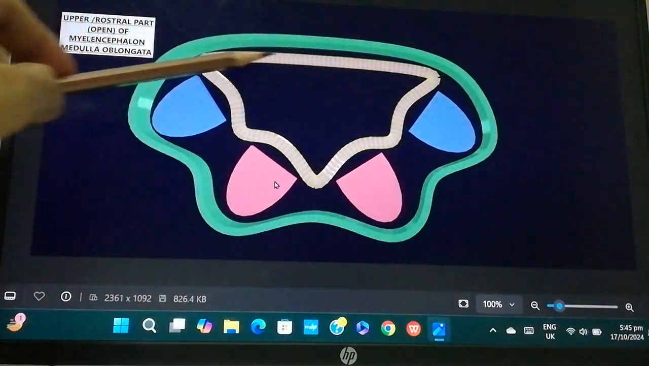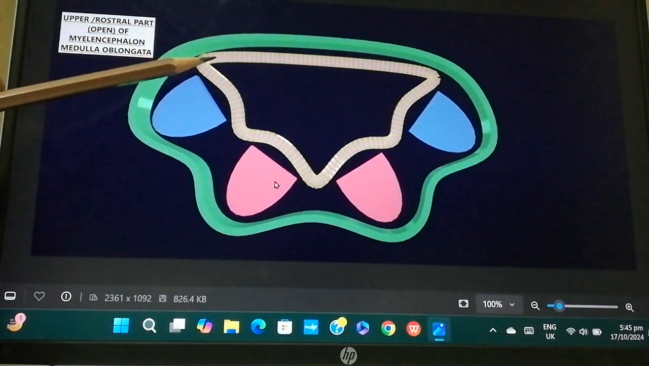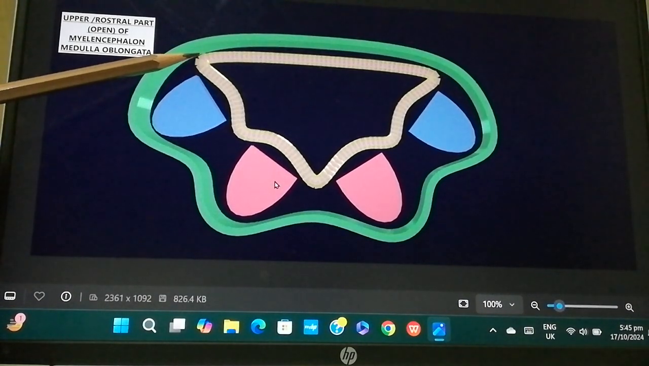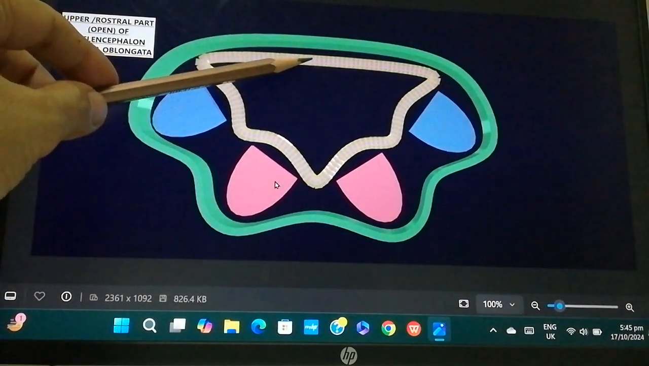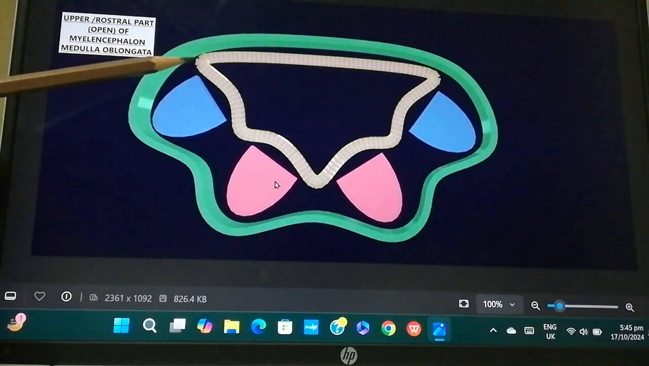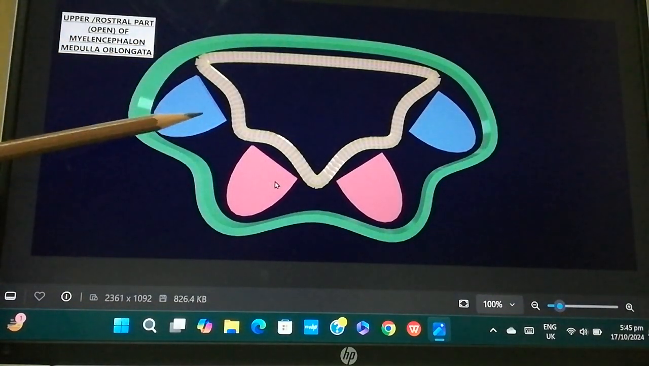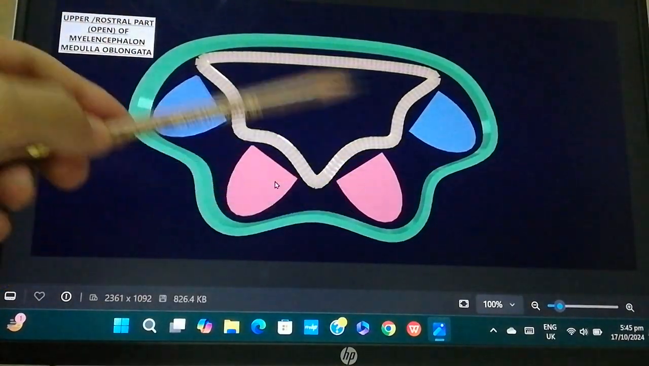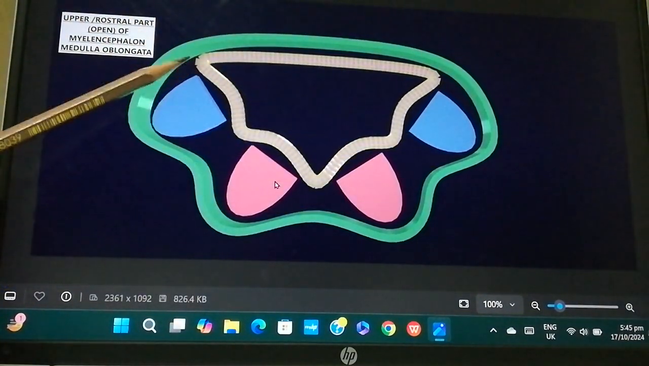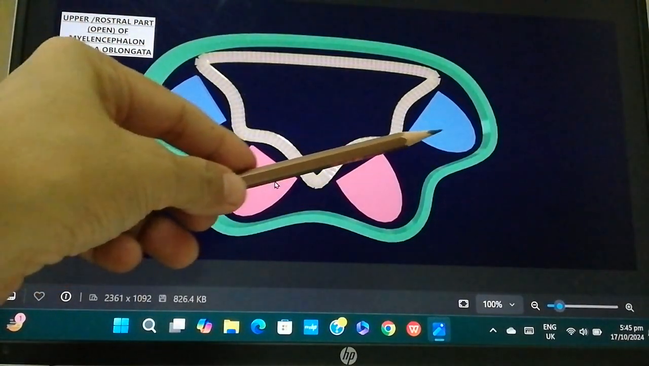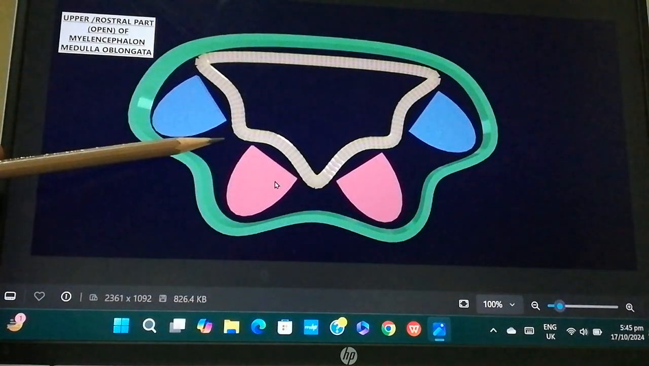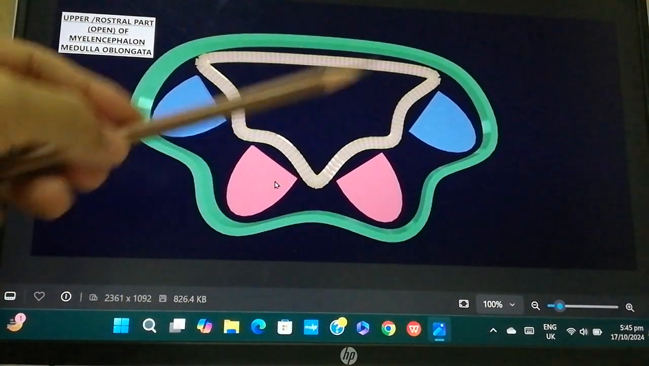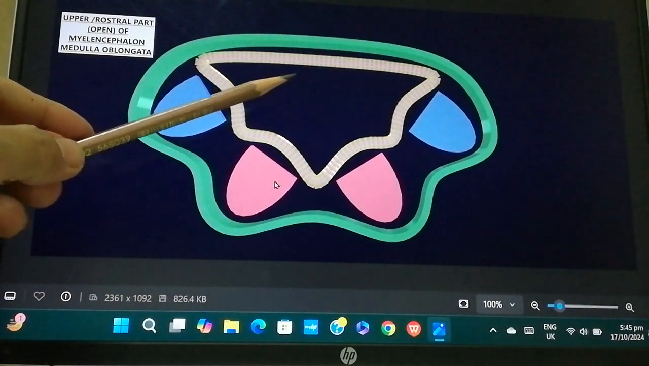So the roof plate is supposed to be stretched up, and this causes the migration of the LR plate ventrolaterally to the basal plate on both sides. So now we know the reason why this gray matter comes anterolaterally in the cranial part of your medulla oblongata, which is the open part of the medulla oblongata.